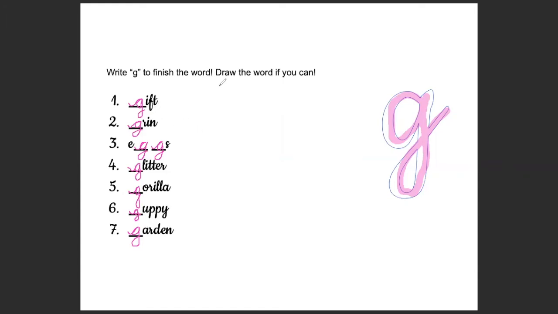What does the next one say? Did you say grin? Show me your biggest grin. A grin is a smile. Show me your biggest smile. Now let's see, what does the next one say?